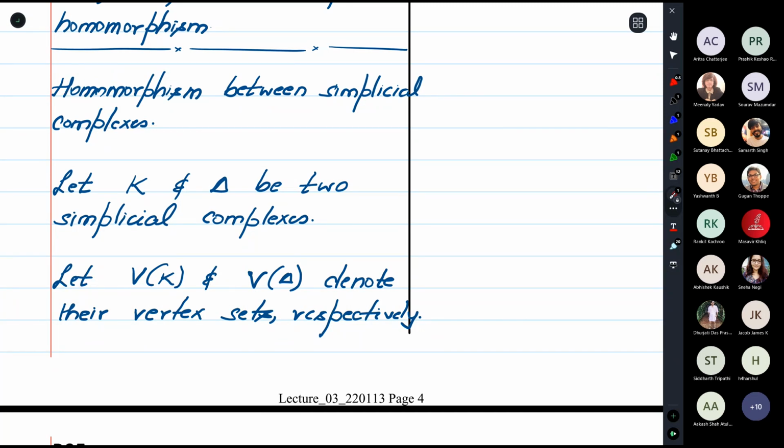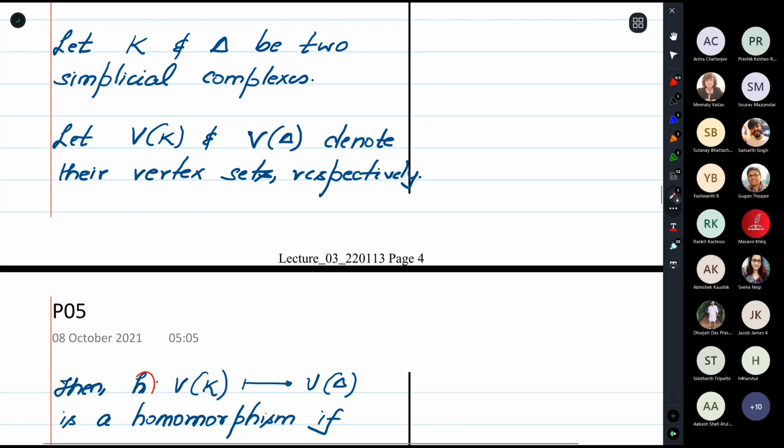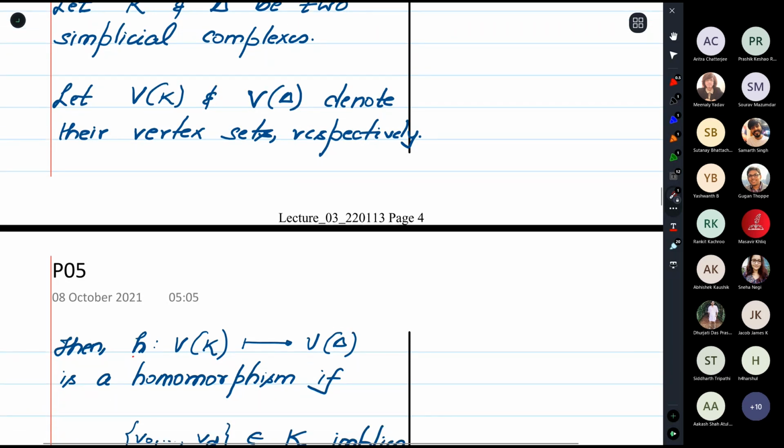Right, so I gave you this broad idea of the word homomorphism, and we are now trying to talk about homomorphisms between these different kinds of objects. A simplicial complex is another algebraic object, and it also has some properties. So let's see when we would say we have a homomorphism between two simplicial complexes. Let K and delta be two simplicial complexes, and let V of K and V of delta denote their corresponding vertex sets. We will say a function H which goes from the vertex set of K to the vertex set of delta is a homomorphism.